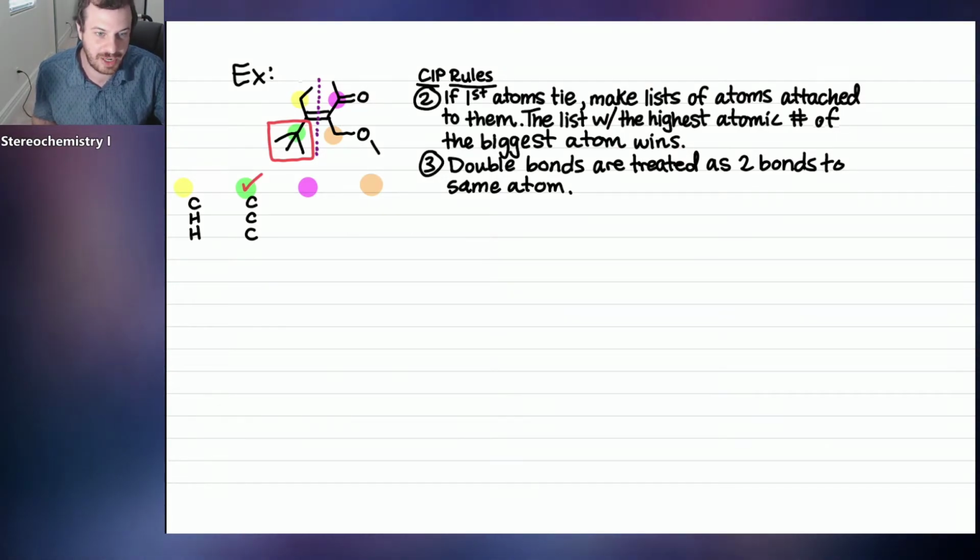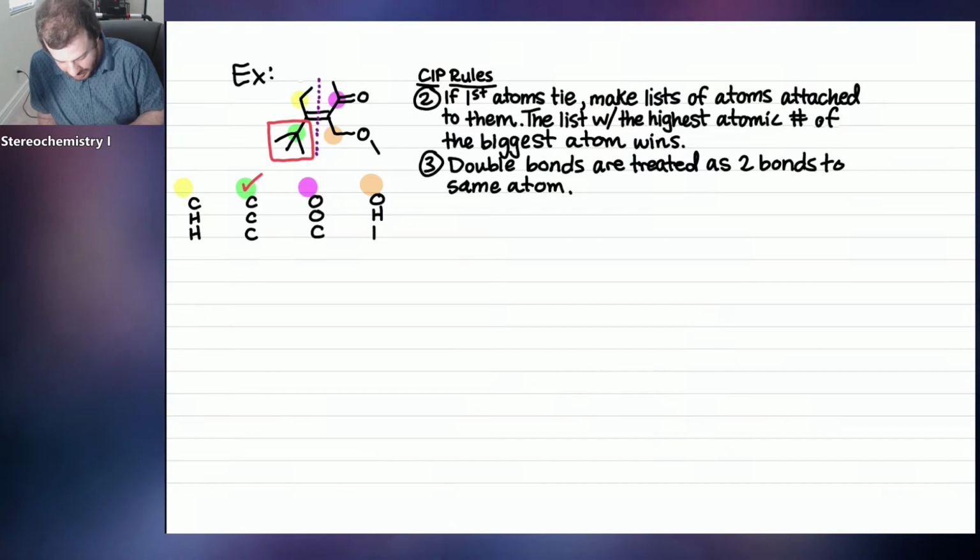Now let's do it for pink and orange. What's attached to pink? We have oxygen, but it's a double bond, so that counts as 2 bonds to oxygen. So oxygen, oxygen, carbon. And notice that I list them out in order from highest atomic number to lowest atomic number. So this will be oxygen, oxygen, carbon. Those are the atoms that are attached to pink. Who's attached to orange? We have oxygen, and then there's 2 implicit hydrogens on that carbon. So it'll be oxygen, hydrogen, hydrogen.